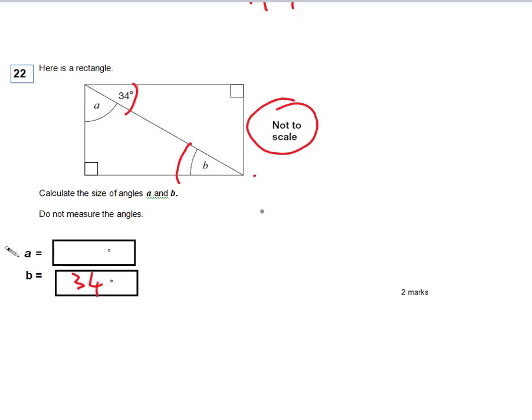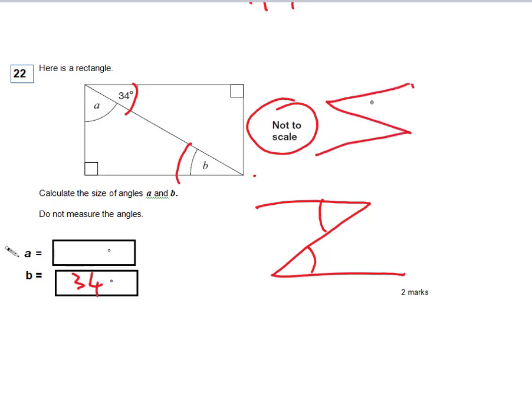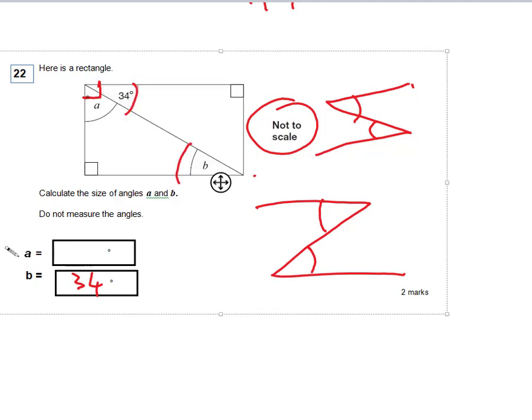In a shape like this, this angle and this angle are always the same. So here, this angle and this angle are the same. Now you've got 34 degrees, and all you've got to do is subtract 34 from 90. Why 90? Because this is a corner. This makes 90. We've got 34 already, so this angle here would be 56 degrees.